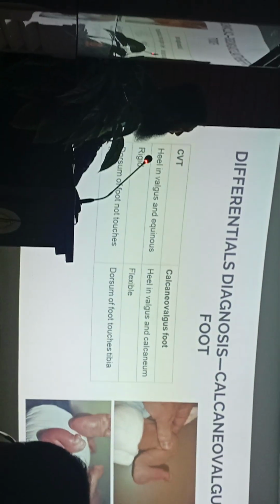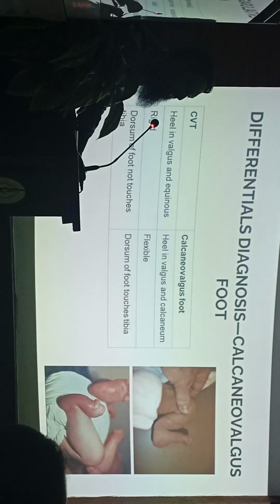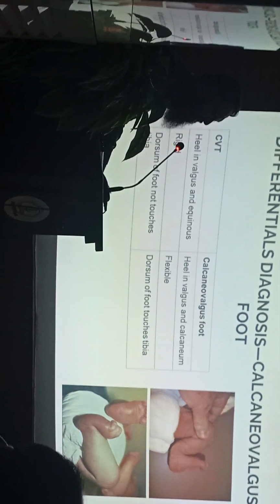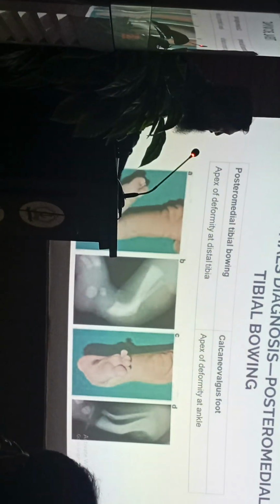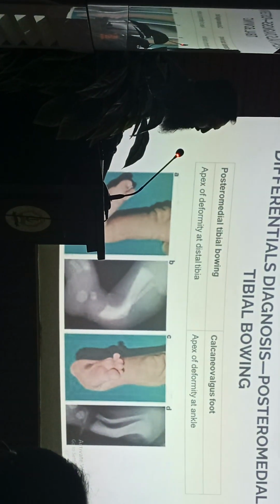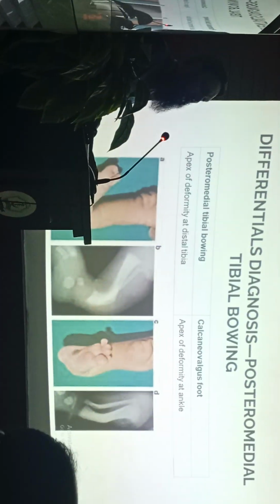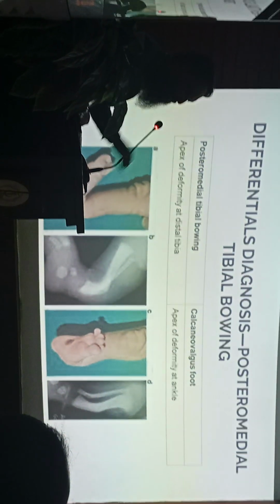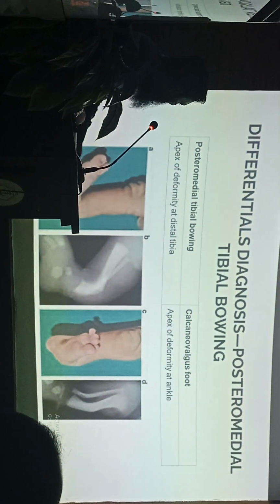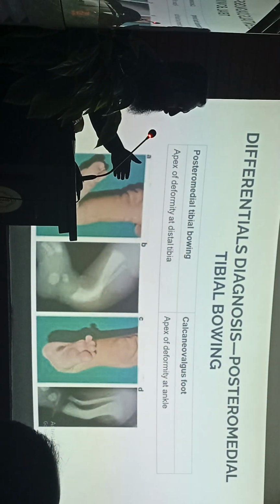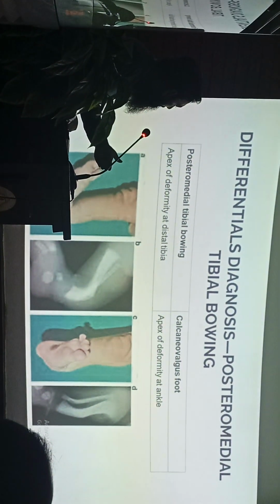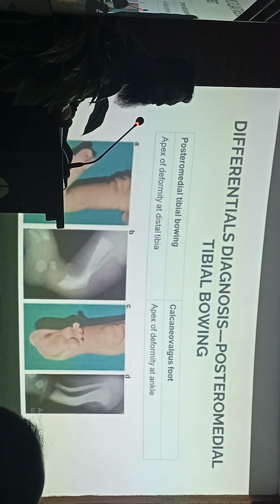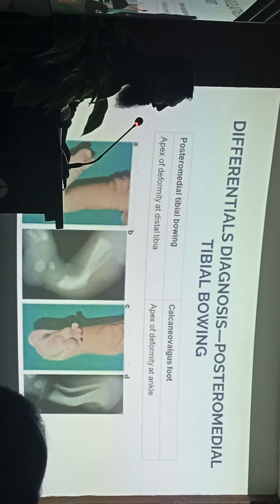Another differential is calcaneovalgus foot. The heel is in valgus, but there is no calcaneum deformity and it is flexible, and normally the dorsum of the foot touches the tibia. Another important differential is posteromedial tibial bowing, because in posteromedial tibial bowing there is also a calcaneovalgus foot. How can you differentiate between calcaneovalgus foot and posteromedial tibial bowing? You take an X-ray. On X-ray there is posteromedial tibial bowing. On the other hand, you see the apex of deformity. The apex of deformity is at the lower tibia in case of posteromedial tibial bowing, while it is at the level of the ankle in calcaneovalgus foot.